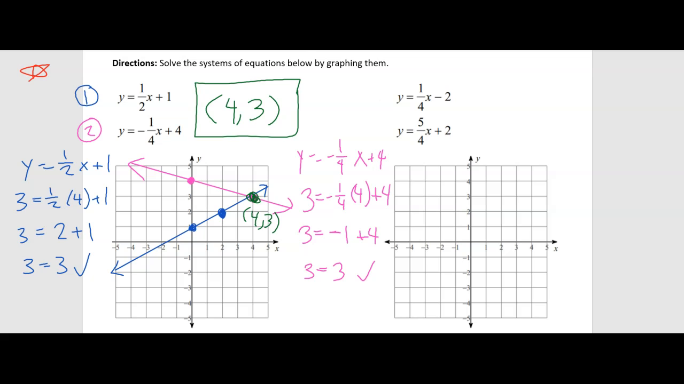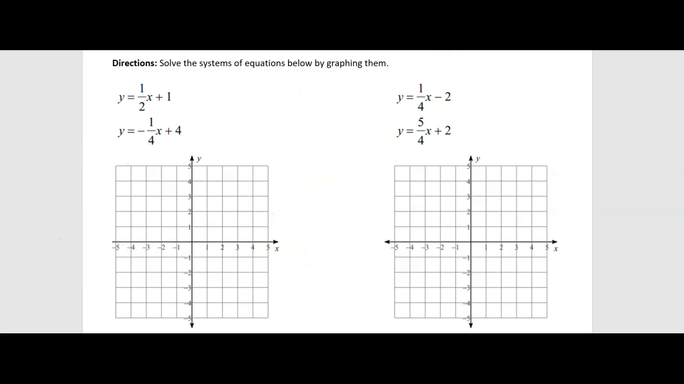So this is the process we're essentially going to follow for every other problem in this lesson. I do want to go down and show you an example where the equations are not in slope-intercept form, because that is going to add an extra step to our process. So let's clear this up.